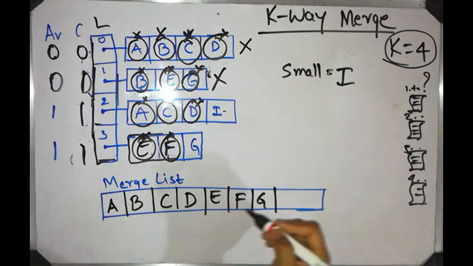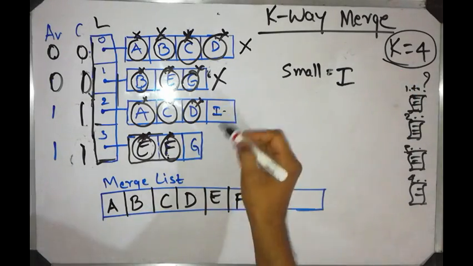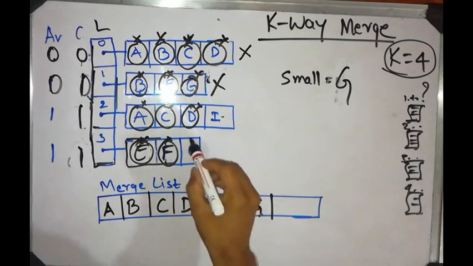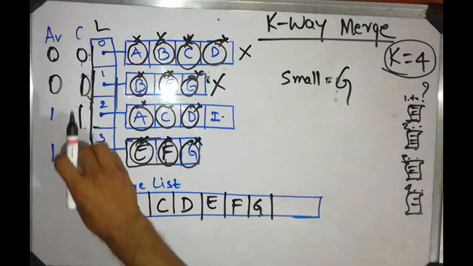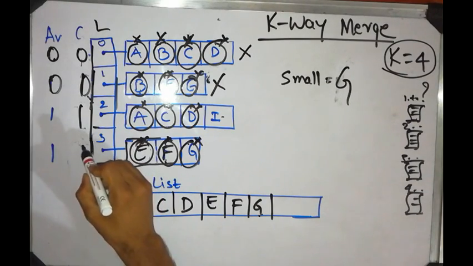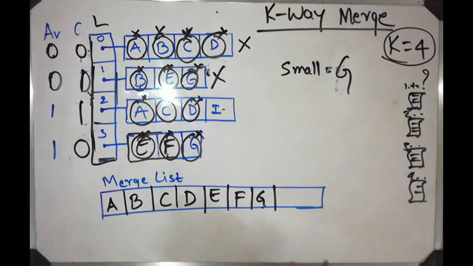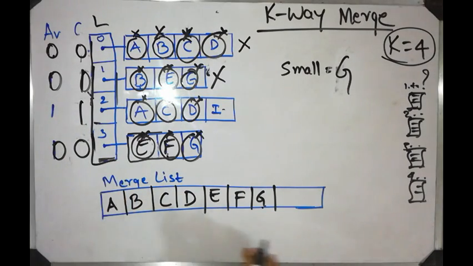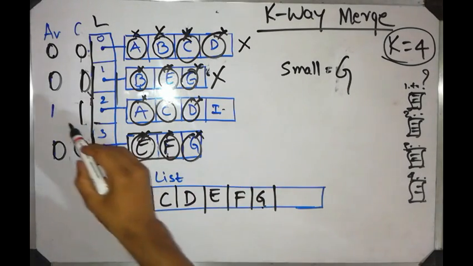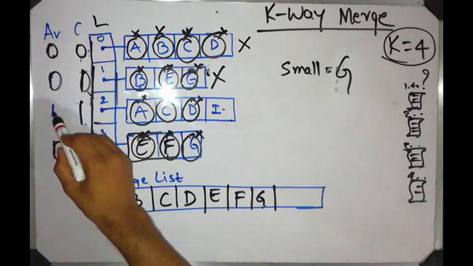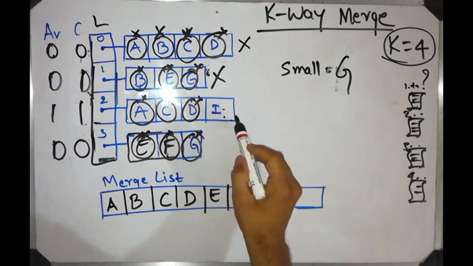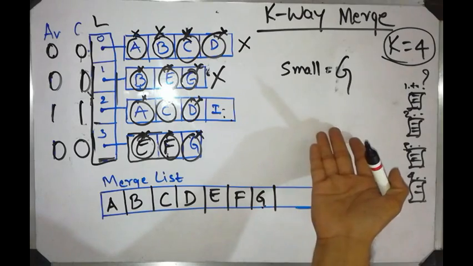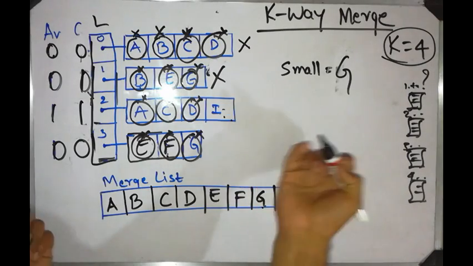I is the element that I have. I is compared with G. G is then smaller, but G is already there here, so I'm going to process this, and I say 0, right? And then avail of this is also 0. Now there is only one list with available elements. So this may have as many elements as it has, but there is nothing to get compared.